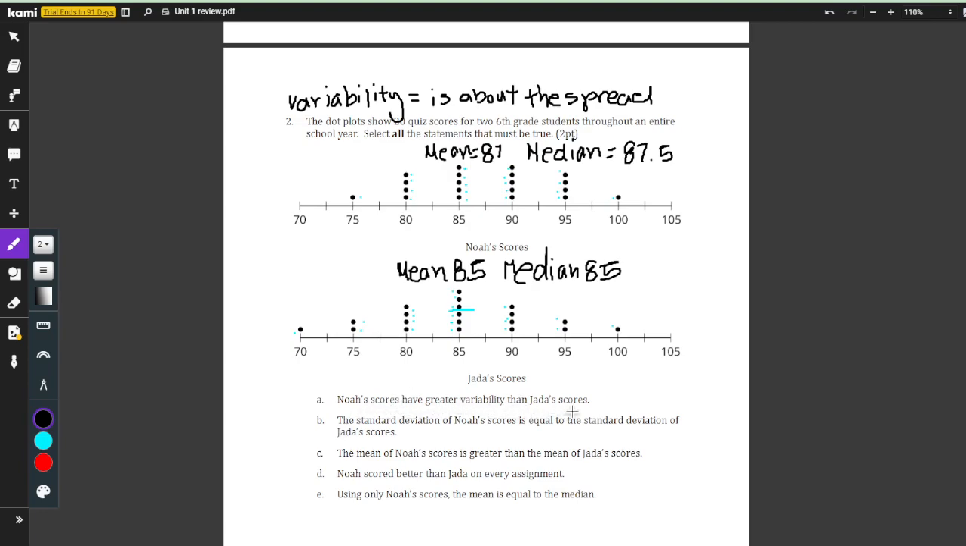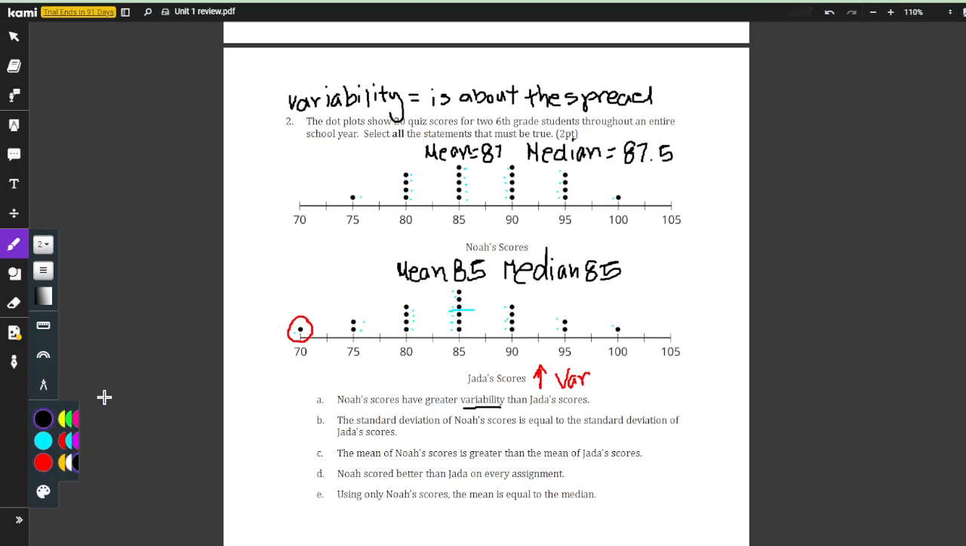Noah's scores have greater variability than Jada's. So variability means how far they're spread apart from the middle. As you can see, they have the same distribution, but there's one thing that's different, which is what? This 70. This 70 is the only thing that's different between the two, 75 to 70. Because Jada has this little one, our spread is a little bit bigger, which means that Jada has a bigger variability. So Jada has a higher variability here because it's about 5 points more than Noah. We know that much at least.